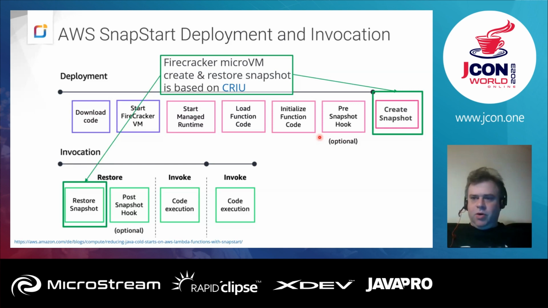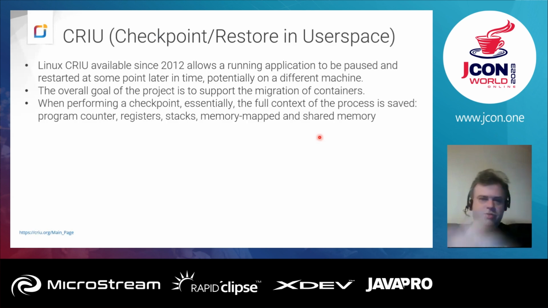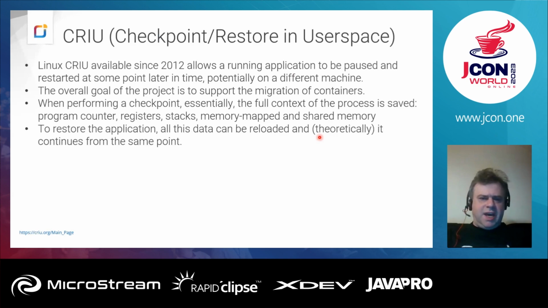You probably had a lot of talks about CRaC, and we will see how AWS uses it, but it's more CRIU, like checkpoint restore in user space. CRaC also uses it, but AWS relies more on CRIU directly. It's even more on top. Probably everybody knows currently what that is. It's available since 2012, more or less for migration of containers. You simply migrate that to another machine. And of course, the full context of the process should be saved: counters, registers, stacks, memory, shared memory, everything.